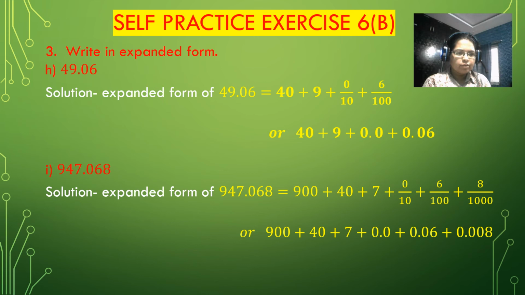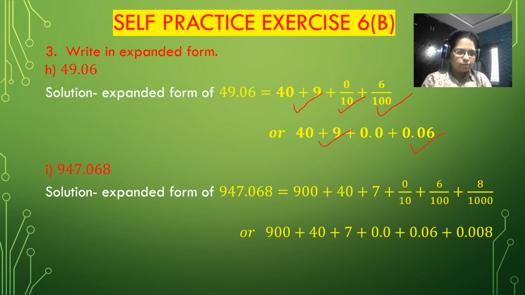Now H bit, 49.06. The expanded form of 49.06 is 49 is 40 plus 9, and 0.06 is 0 divided by 10 plus 6 divided by 100. Or we can write 40 plus 9 plus 0.0 plus 0.06.